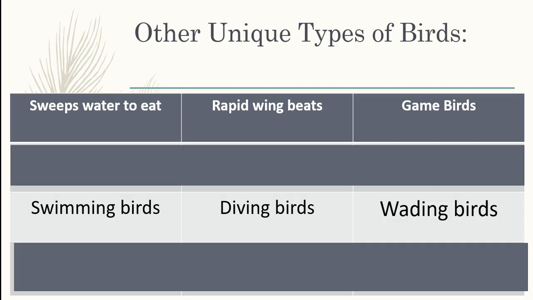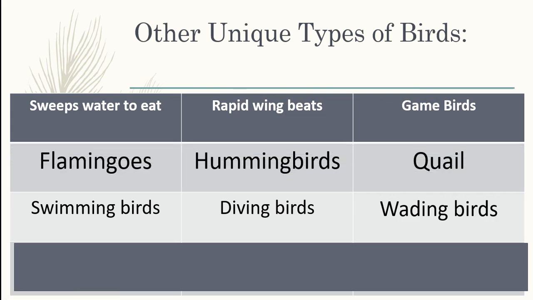Other unique types of birds. Okay, so here we have a little chart to talk about it. So we're going to be looking at a unique type of bird here who sweeps the water to eat its food. Any guesses? One who uses really rapid wing beats. I bet you can figure that one out. And then game birds. Game birds would be birds that we hunt and eat, okay? They're game, right? They're fair game. Ducks, for instance. So let's see. I'm going to release this now.